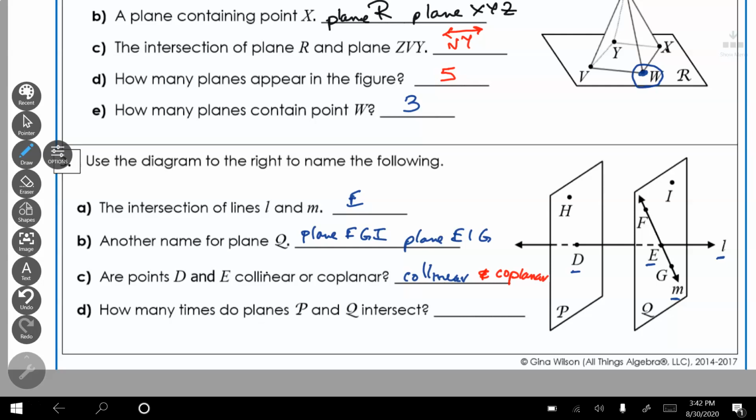How many times do planes P and Q intersect? So they're like this here. And the idea is, do they intersect? It's so hard to tell, but from our point of view, and we're going to see a lot more of this with lines, but planes could be the same thing. They intersect 0 times. They are parallel planes.